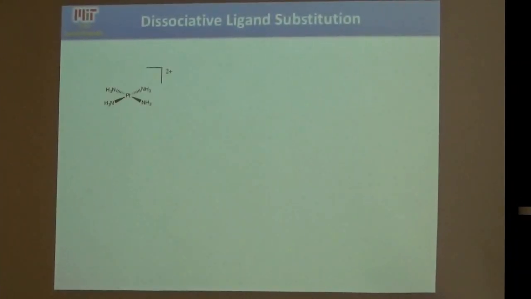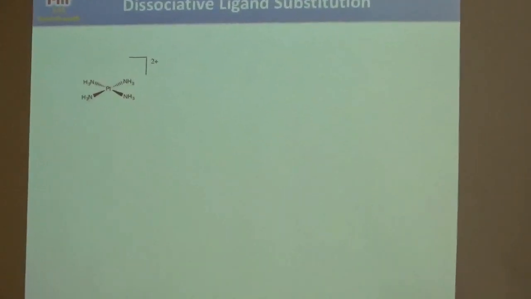Okay. Let's consider one other pathway here that is a little bit different because the geometry of the metal center is different. So let's consider a dissociative ligand substitution.